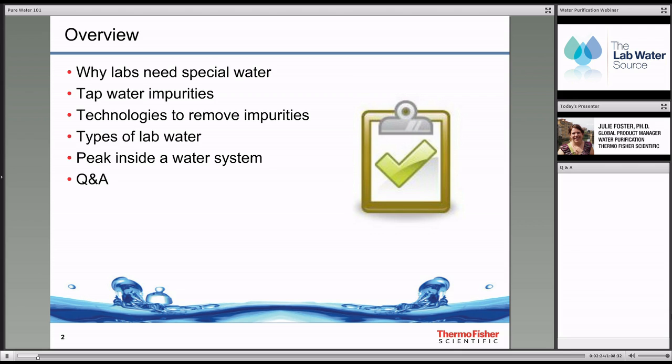And just to get you oriented to today's topic, here are the highlights. Why does a lab need special water? What are some of the tap water impurities? And what are the technologies that a water system uses to remove these impurities? What are the types of lab water that you might need in your lab? And then we'll peek inside of a water system to see how it employs all these technologies to purify water.